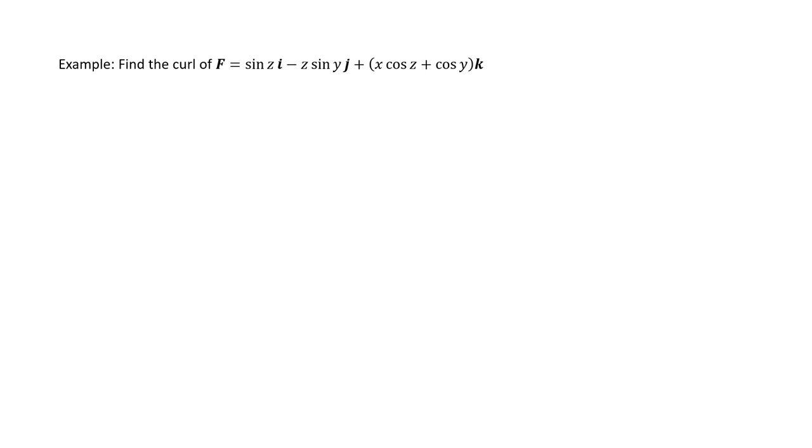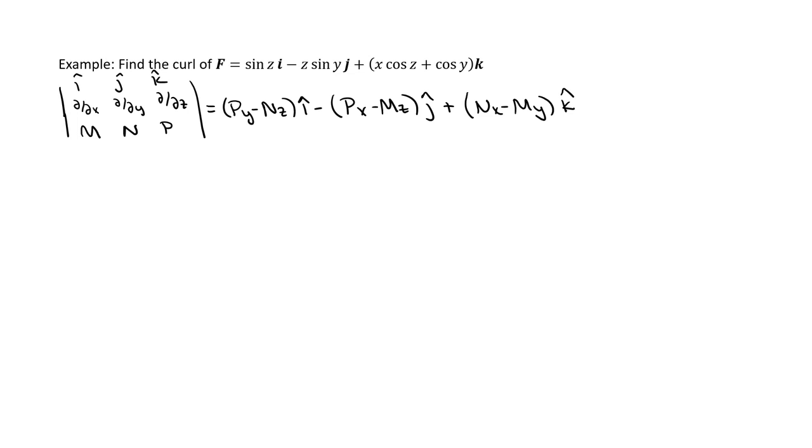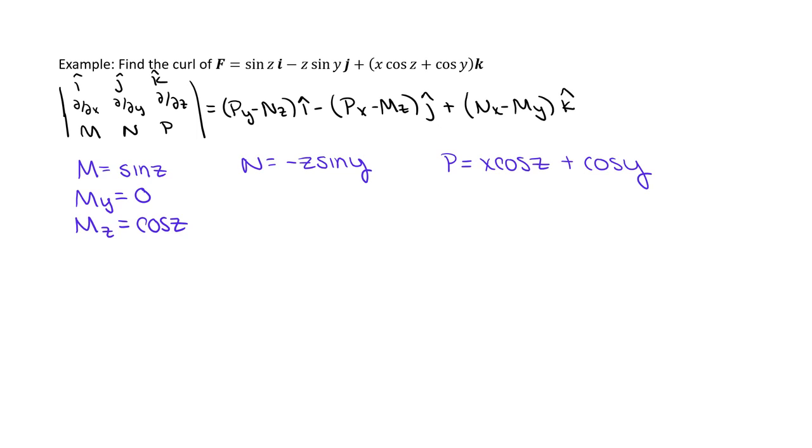All right, let's do one more example. Let's see if we can find the curl of the following vector field. So I'm going to jot down my formula. My m is sine of z, the n is the negative z sine of y, p is the x cosine z plus cosine y.